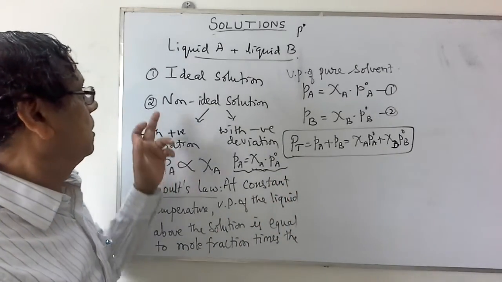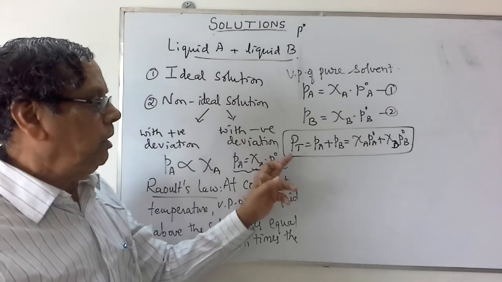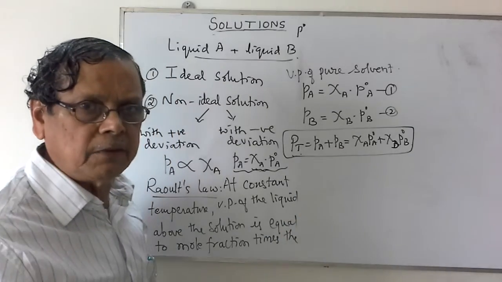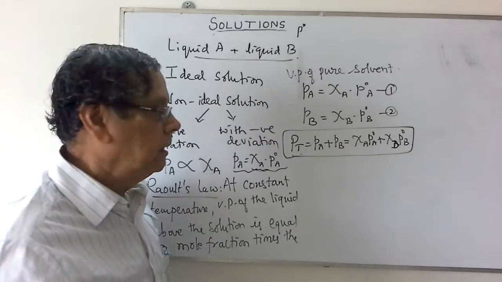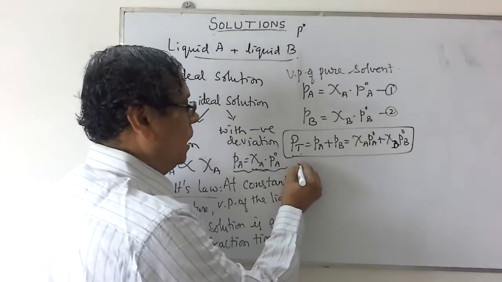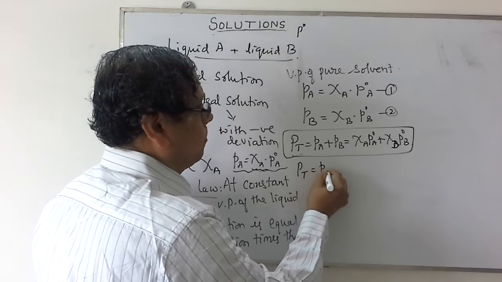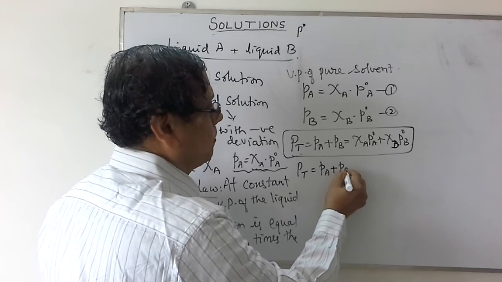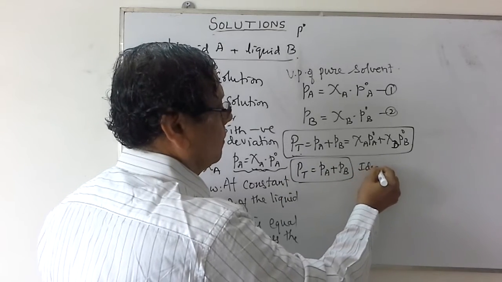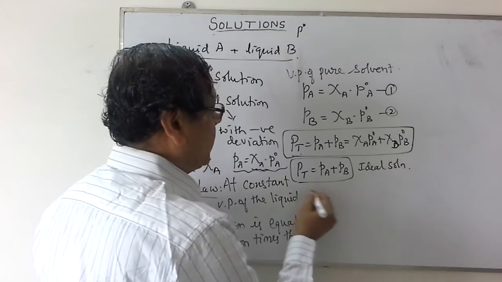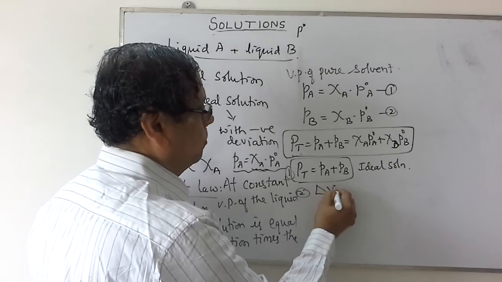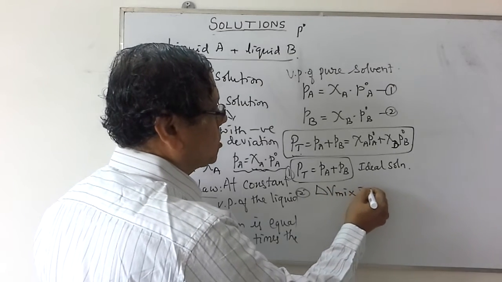Then when you come to this ideal solution, if the total pressure P total is equal to PA plus PB, the sum of the vapor pressures of the pure solvents, then we consider such a solution as an ideal solution. If P total is equal to PA plus PB, then we say the solution is an ideal solution. The second condition for the ideal solution is no change in the volume. That is, delta V of mixing must be equal to 0.